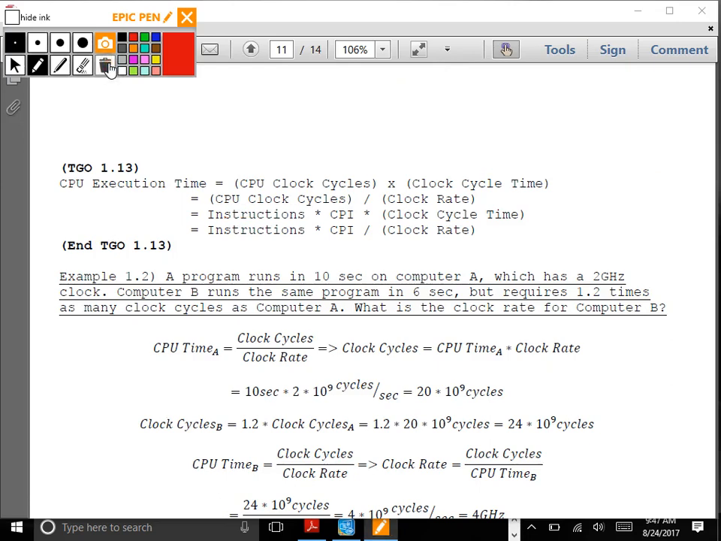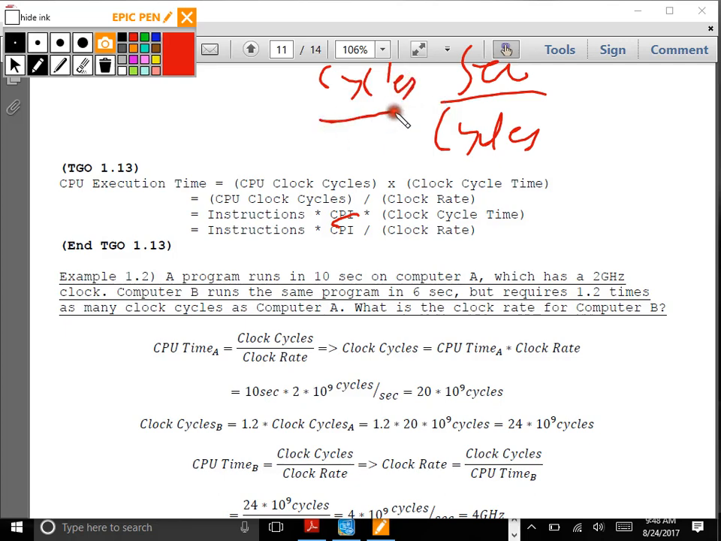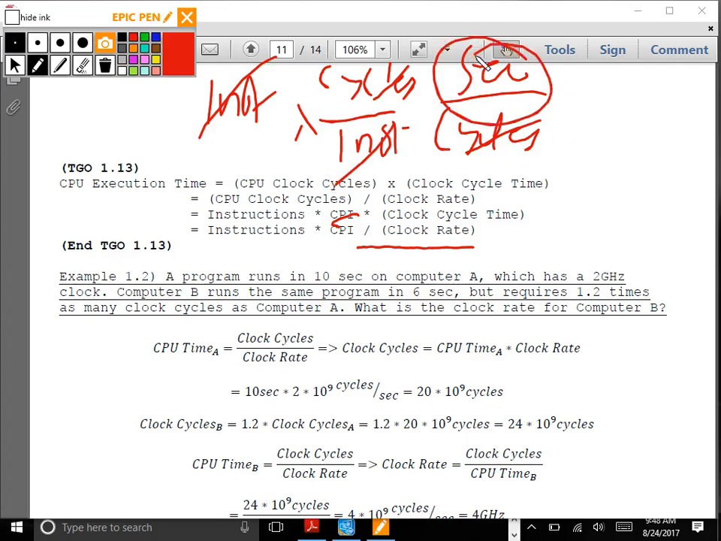Instructions times CPI, so that's cycles per instruction. So the instructions cancel out. Then cycle time is cycles, seconds over cycle, and this is cycles over instructions times instructions, right? So if you have a problem where you have a number of instructions, and then you get some sort of CPI, and then you get some sort of cycle time or clock rate. So here it's divided. You can see how these just cancel out, and you get execution time.